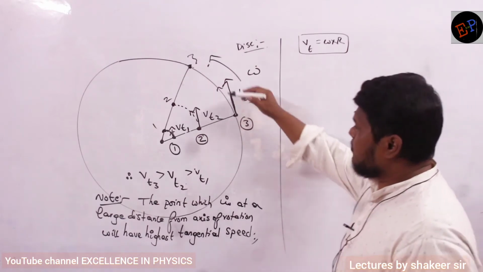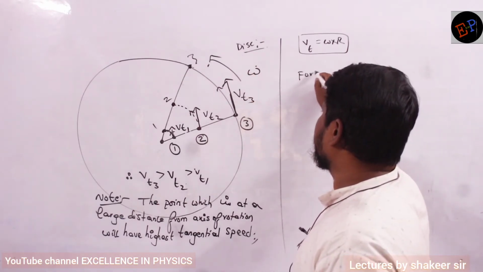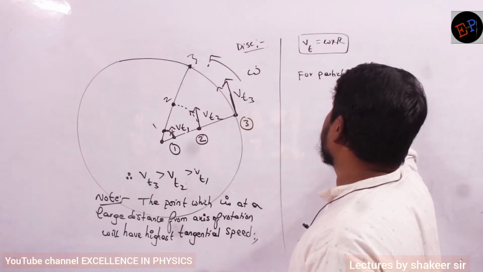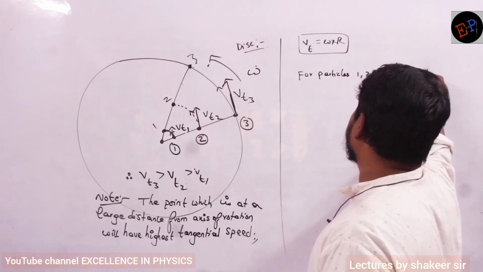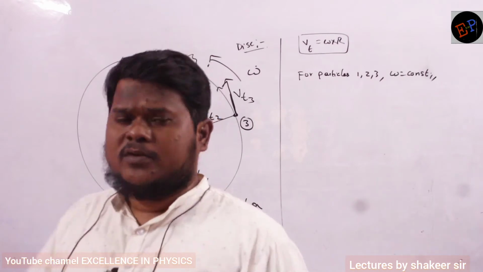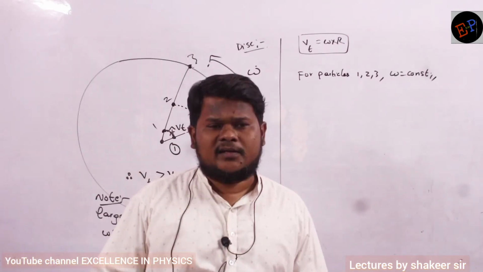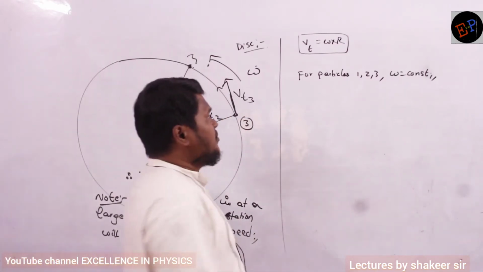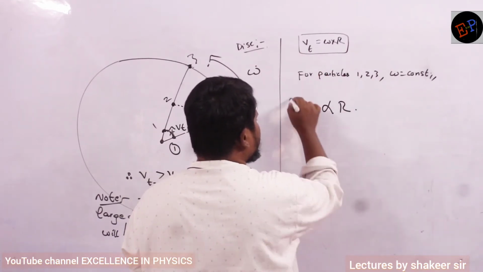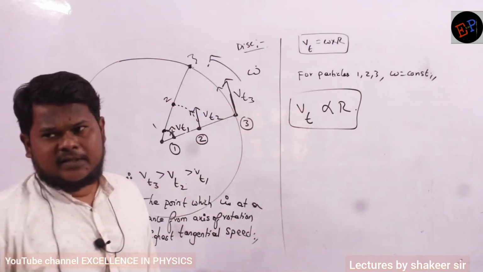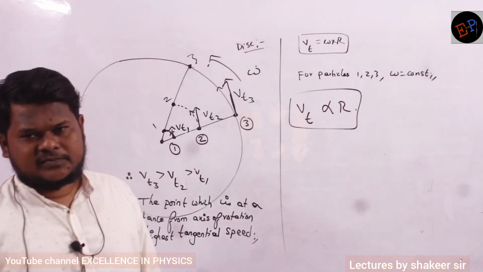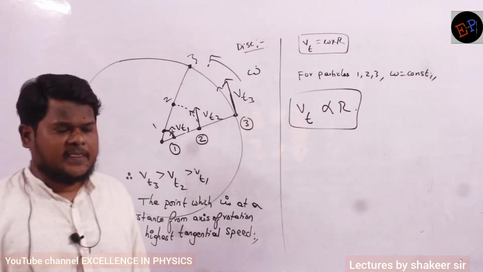Okay? See, for all particles 1, 2, 3, omega is a constant, no? We just studied this. For all these particles, which is a constant? Omega is a constant because they are covering the same angle in the same time. Because omega is a constant, can I say tangential speed is directly proportional to radius? Can I say that? What is the meaning of directly proportional to radius?